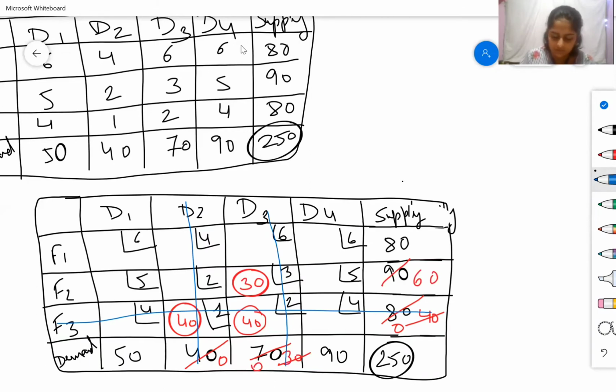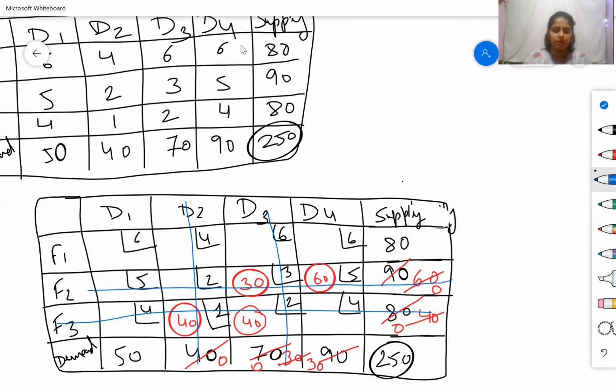But here if we see F2 D4 in this 5, we can allocate a total of 60 because we have supply as 60 but demand as 90. So we can allocate 60 here, because we have to allocate the maximum possible to get the maximum allocation. So we allocated 60 here. This becomes 30 and this becomes 0. As it is 0 here, we will cancel this row.